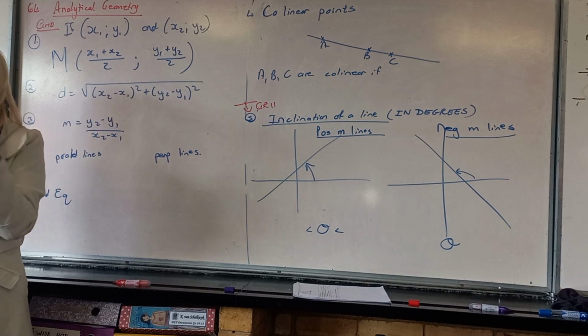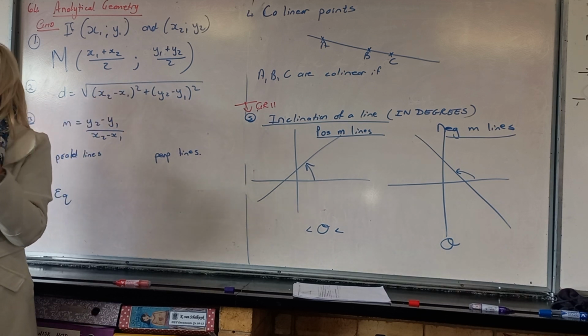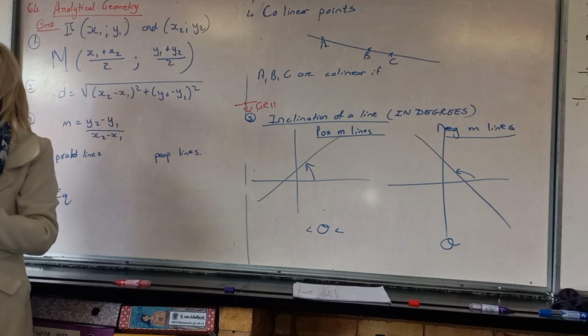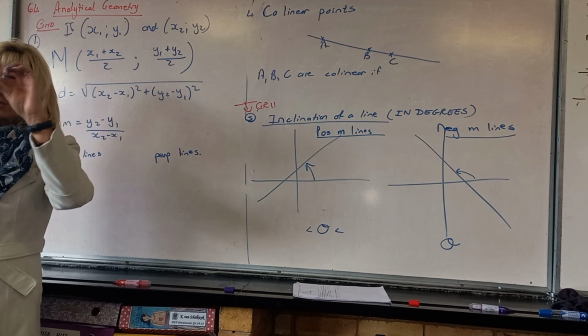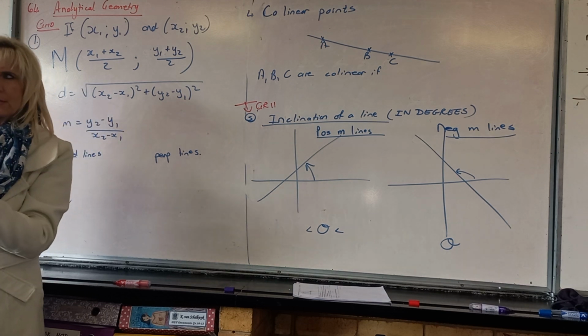You take the 2 x's and you add them together, you take the 2 y's and you add them together, and divide them both by 2. And it's a logical thing. If you know the 2 x's and you add them together and you divide by 2, you're going to get the middle. Same with the y's, right?